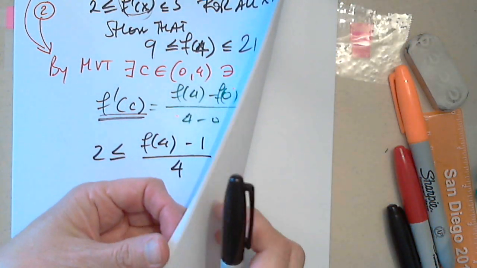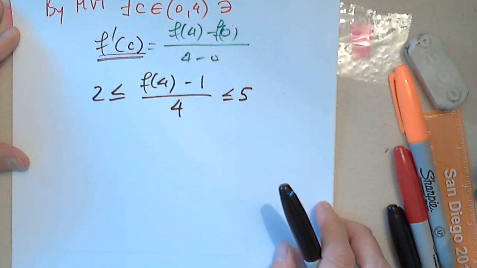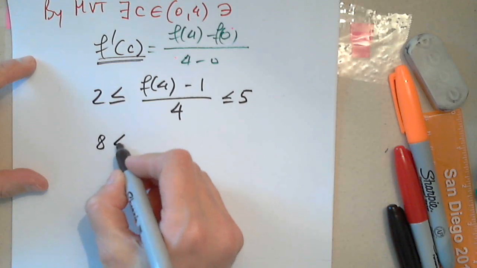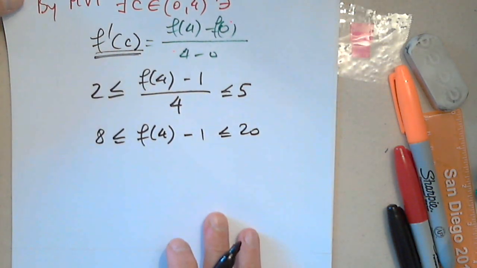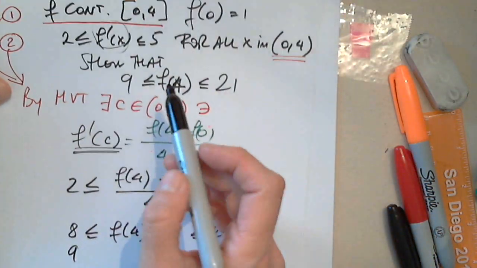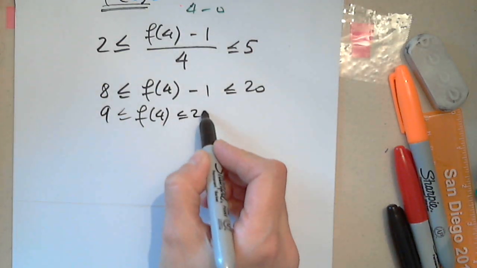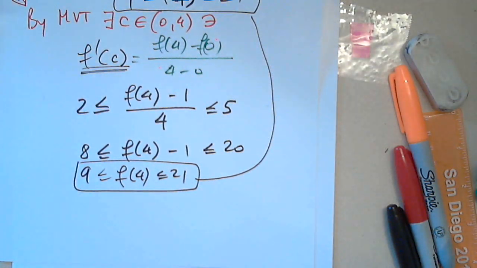So then, next step, can anyone tell us what to do? Anything? Multiply both sides by 4. Exactly. So 8 is less than or equal to f of 4 minus 1, less than or equal to 20. Add 1 to both sides. Right. And that's exactly what we needed to find. Okay, I see. And this is it. Better? Yes. Okay, great. Thank you very much. Anytime.